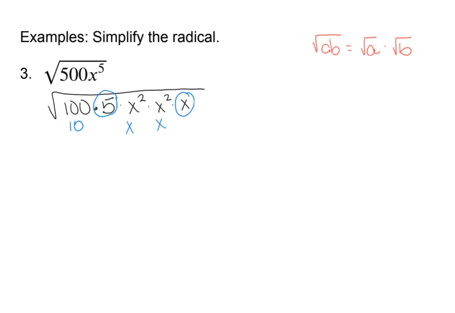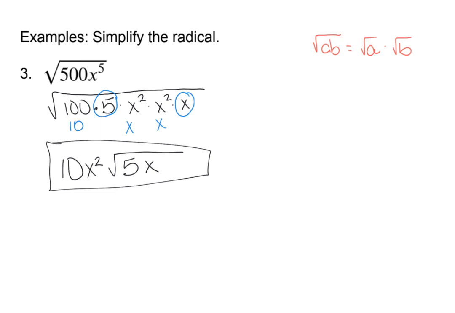So coming out of the radical are all of these things that we actually got to do. That would be a 10, and x times x, or x squared. And underneath the radical, I'm keeping the 5 because it would give me a decimal, and I don't want that, and the x by itself. This is the simplified version of our original radical.